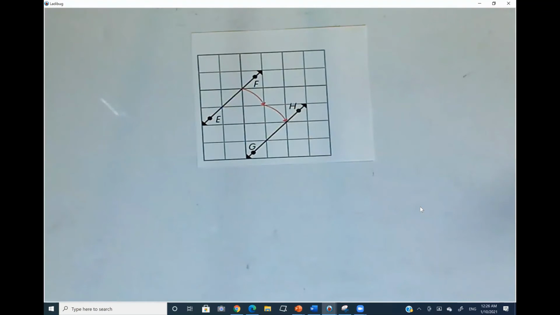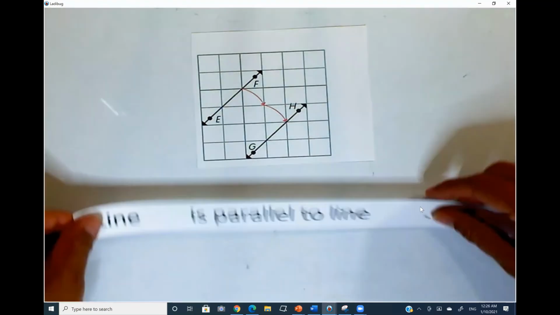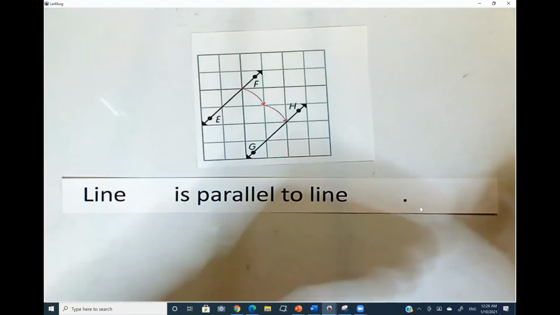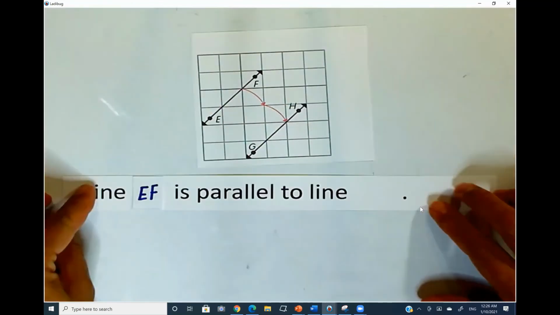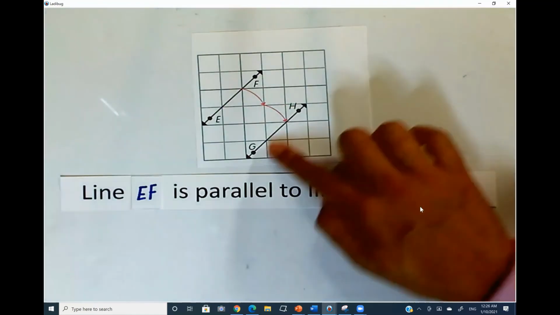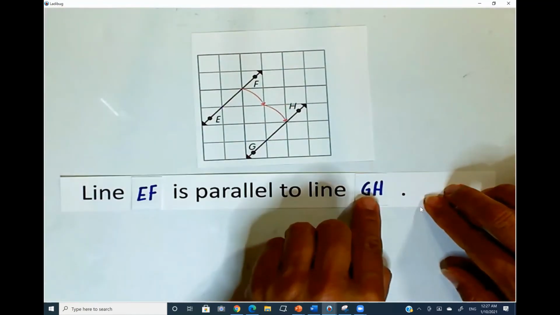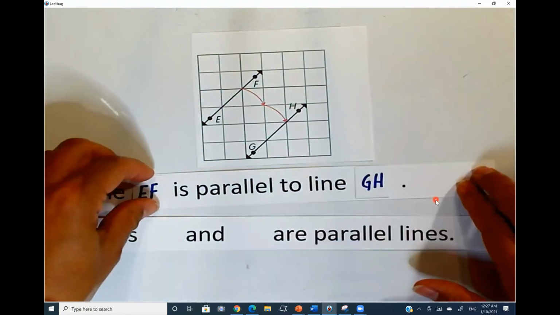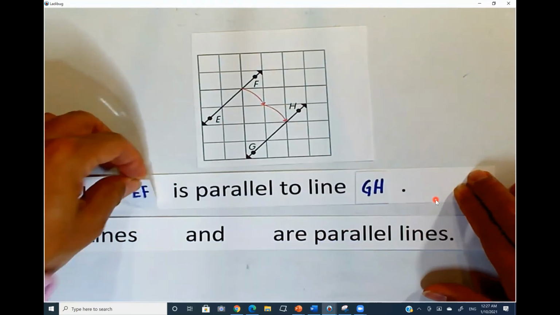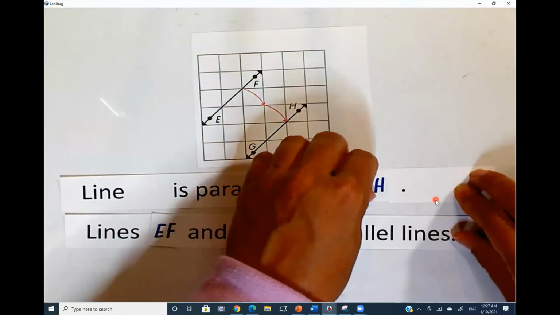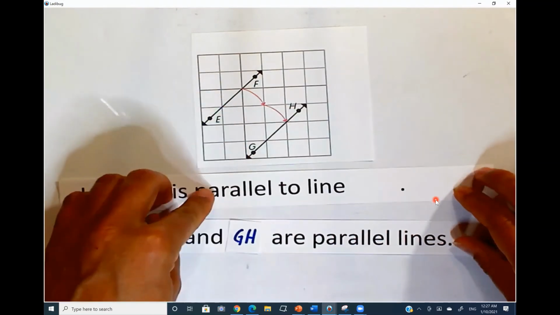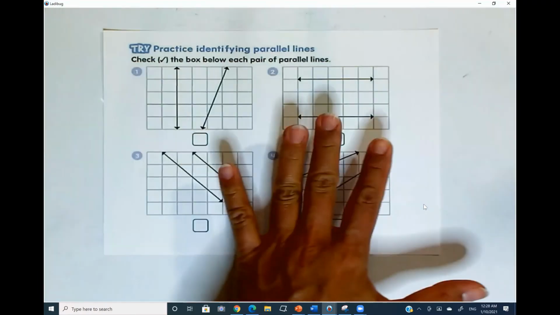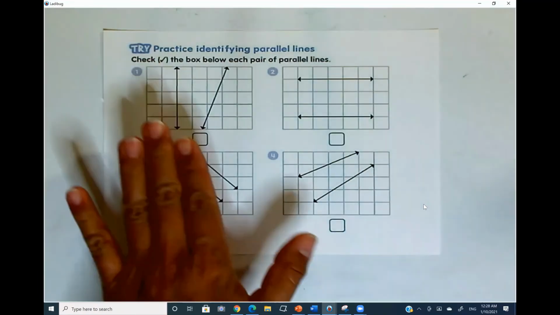So I can describe again the lines by saying that line EF is parallel to line GH. And the same as the one we did before, I can tell the same sentence, telling that lines EF and GH are parallel lines. Now in this exercise, we're going to try to identify parallel lines, and we're going to place a check in the ones that are showing parallel lines.